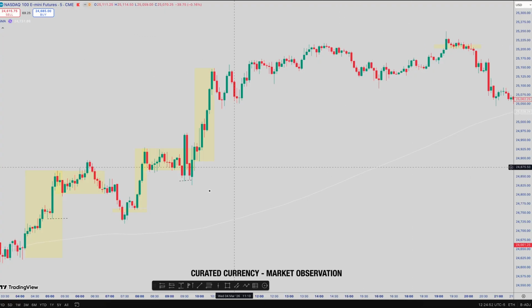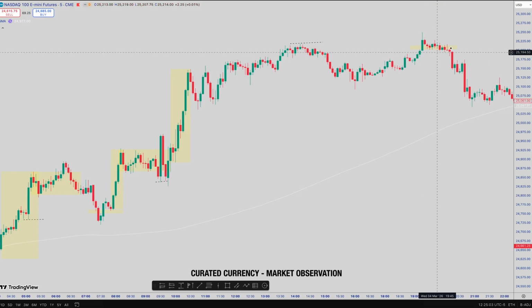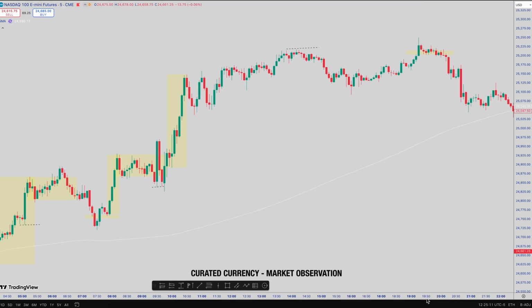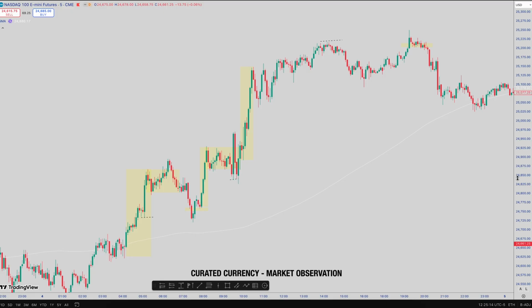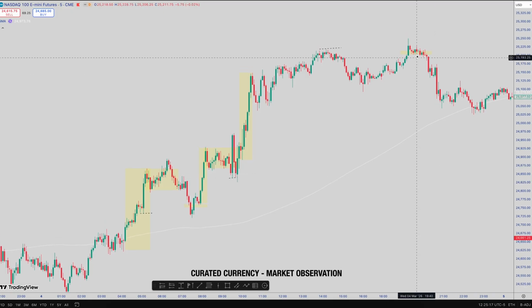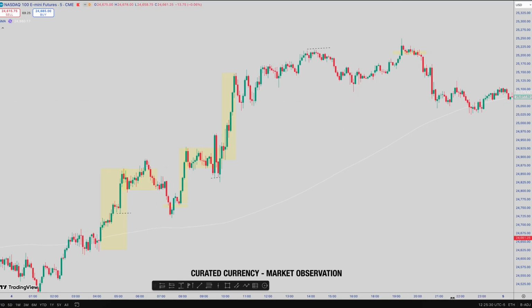Later in the session, we reach these highs, and this is where the market begins to show signs of maturity. Price pushes up into this area, taps into liquidity above the highs, but continuation doesn't look as clean as it did earlier. And that's important, because sometimes the signal isn't a dramatic reversal. Sometimes the signal is simply failed continuation. The market reaches higher, but it cannot maintain that same urgency, and that's often the first clue that the move is beginning to mature.